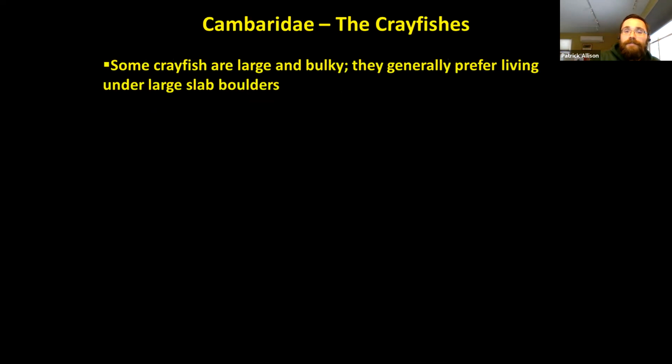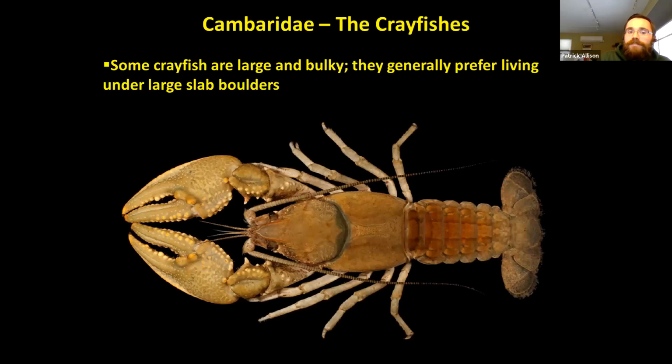Some crayfish are going to be very large and bulky in shape, and they generally prefer living under large slab boulders. For example, this crayfish has some spines and tubercles, tubercles being little bumps on the front of its body. You don't see any cervical spines here. But if you look at the general shape, it's very bulky and flattened dorsoventrally. So basically, this is flattened out like a pancake.